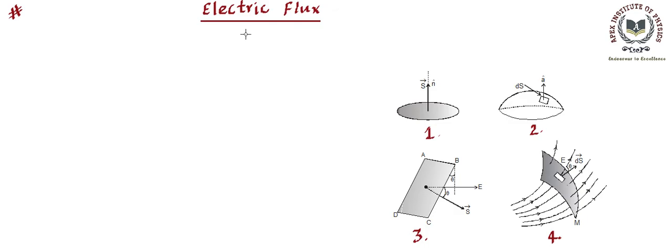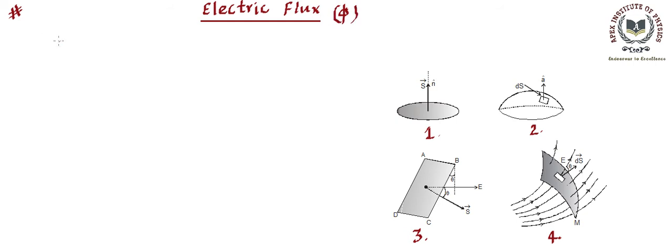In this video we will talk about electric flux. This electric flux is represented by the letter phi. So phi is used for representing it. And how it is defined, let's discuss it.